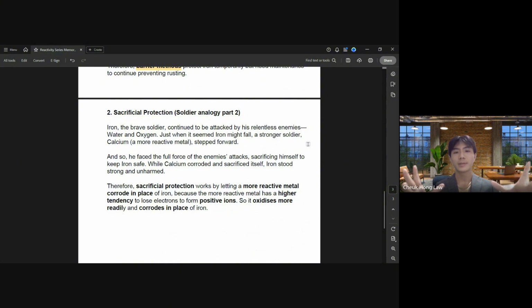What does this show? Sacrificial protection works by letting a more reactive metal corrode in place of iron. Why? Because the more reactive metal has a higher tendency to lose electrons, to form positive ions. So losing electrons is the same as oxidizing. So calcium will oxidize more readily and will corrode in place of iron. That's why the more reactive metal corroding in place of iron is called sacrificial protection.